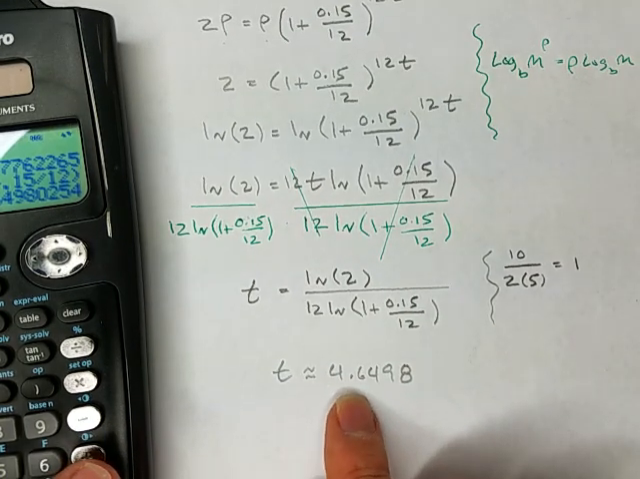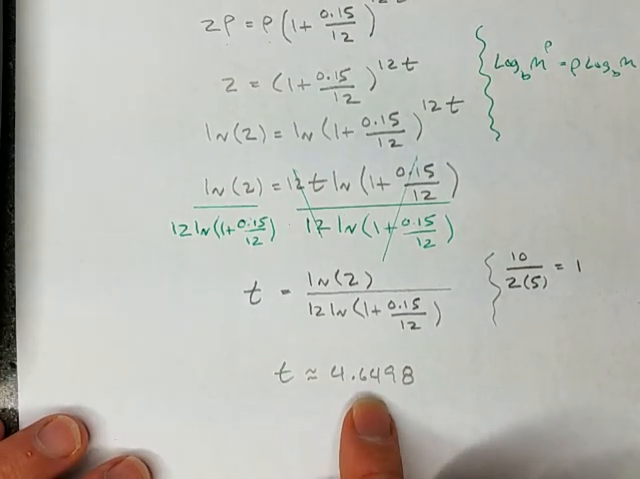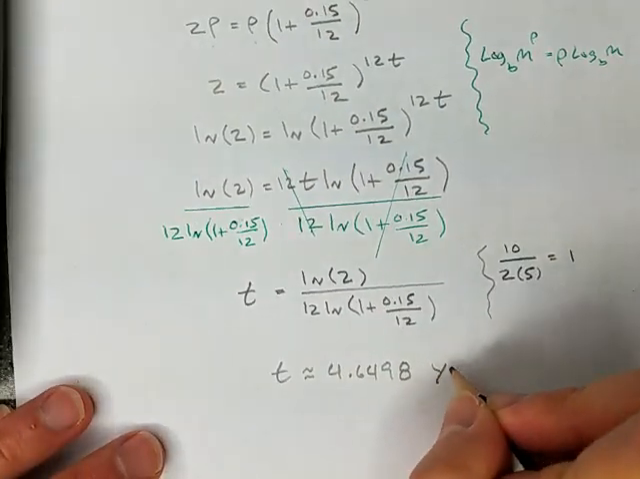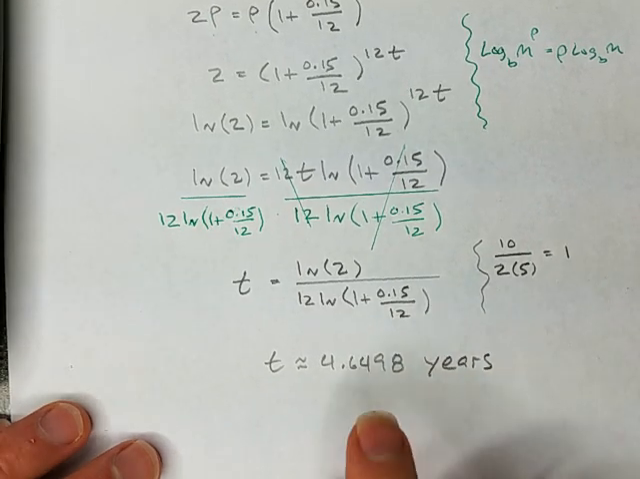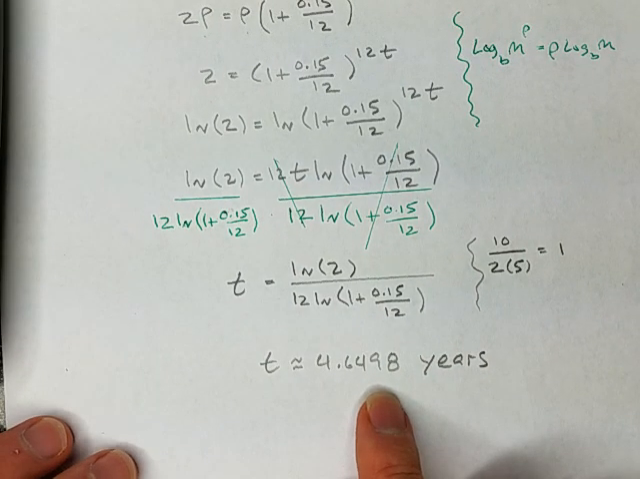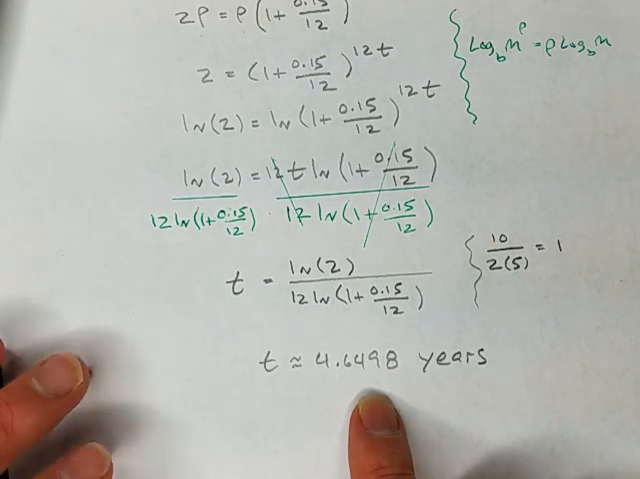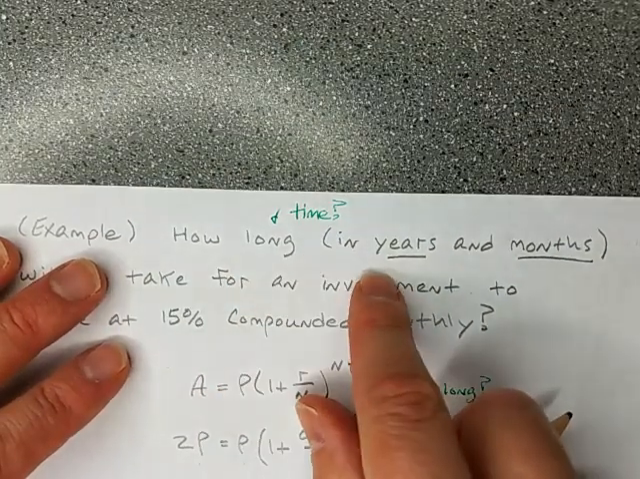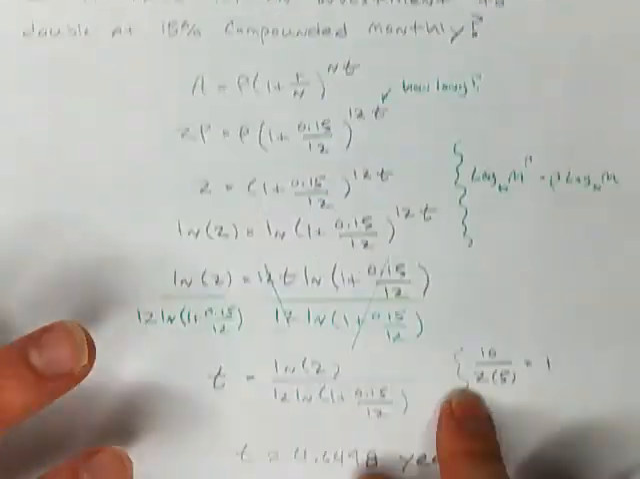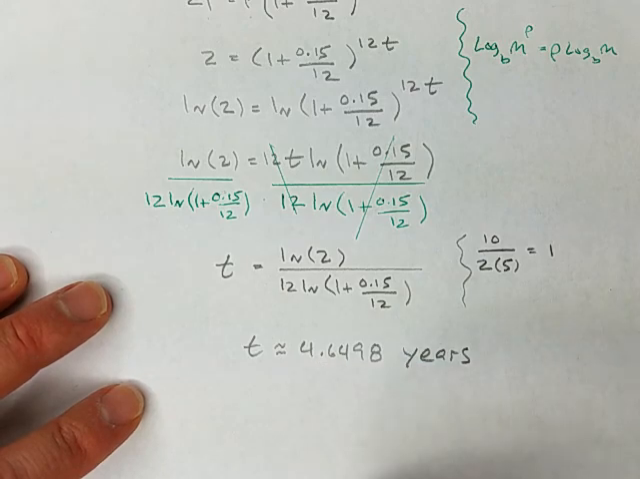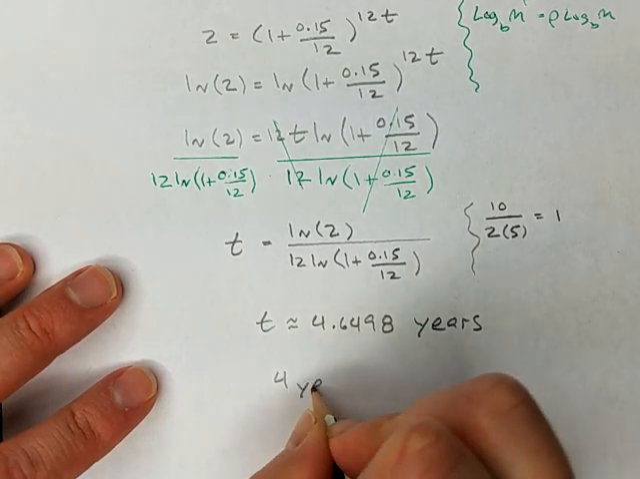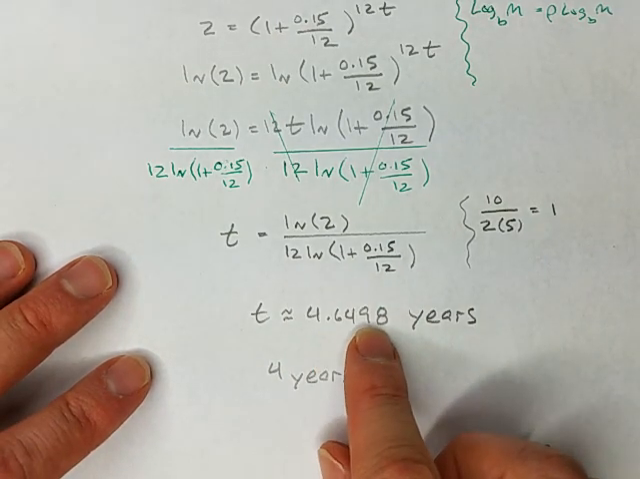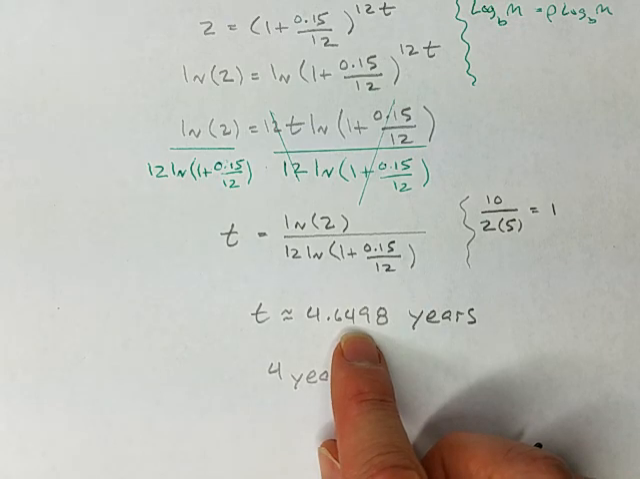Okay, 4.64 what? 4.64 what? What does that number mean? How long? 4.64 years. If the answer was specified to be in years, that would be the answer. Okay? Now, this question, though, says how long in years and months. Okay. So 4.6498 years. That would be 4 entire years. And then I need to convert this decimal number, which is a portion of a year, to months.